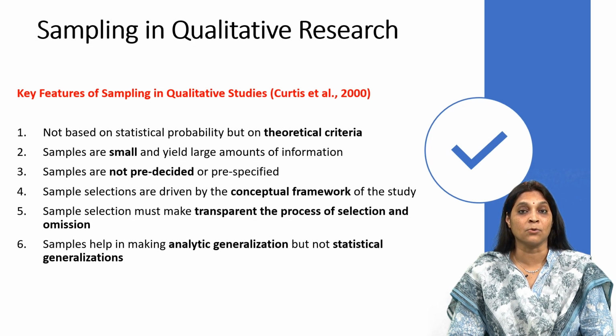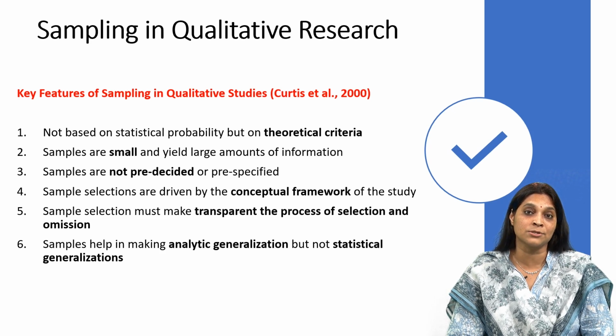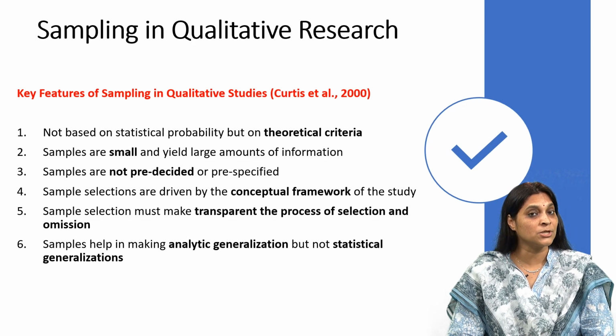Now, coming to the fifth point, because we follow a non-probabilistic sampling, sample selection must make transparent the process of selection and omission. We should be very, very careful about the kind of respondents / informants who we select into our study. But I think as a qualitative researcher myself, I should be even more careful with the criteria for omission of respondents / informants in our study. So we should know why we select certain people into the study and why we deliberately do not select others. This should be very clearly and transparently stated at the onset.